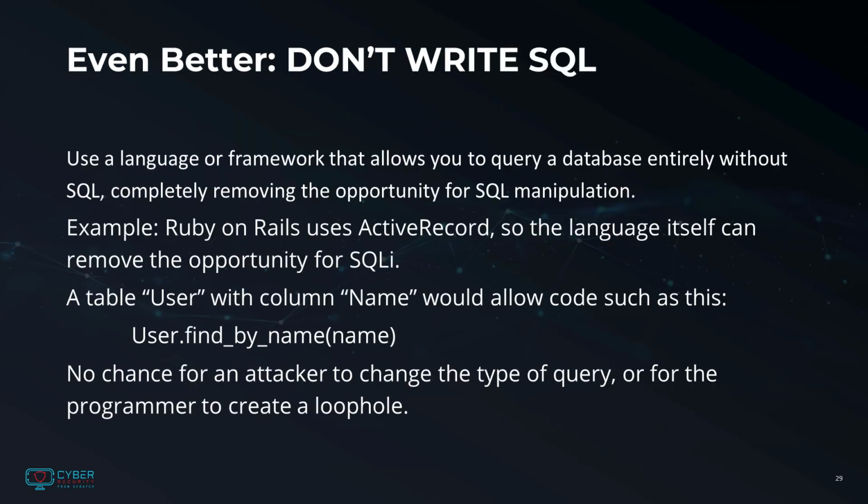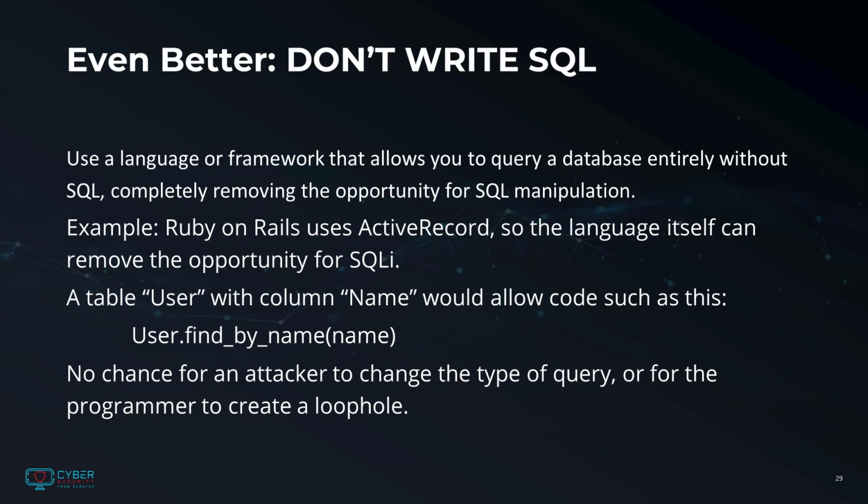In a perfect world, you're not writing SQL at all. You're using a language or framework that allows you to query a database entirely without SQL using an API or something like that. For example, Ruby on Rails uses Active Record. So there's just no opportunity for the programmer to mess up and create a SQL injection vulnerability. Even with a prepared statement, there are ways to write the statement poorly in a way that could allow the attacker to do something bad.